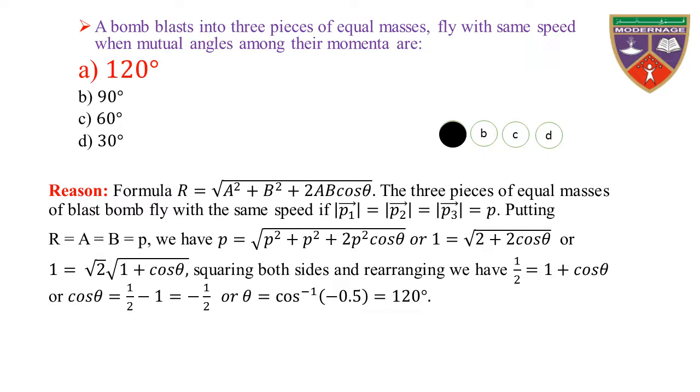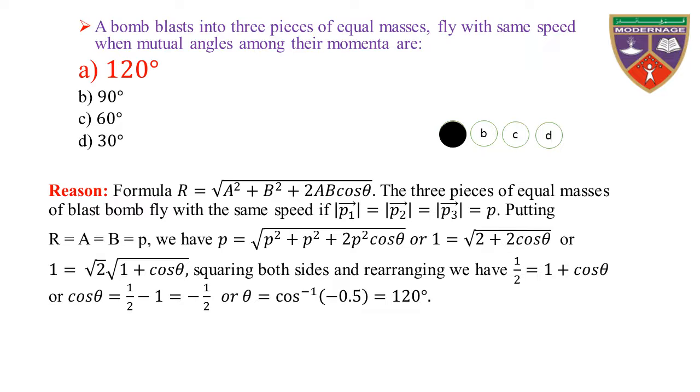Putting R is equal to A, equal to B, equal to P, we have P is equal to square root of P square plus 2P square cos theta, or taking P square common and cancelling it with the P on the left hand side, we have 1 is equal to square root of 2 plus 2 cos theta. Now taking 2 out of the square root, we have 1 is equal to square root of 2 into square root of 1 plus cos theta.